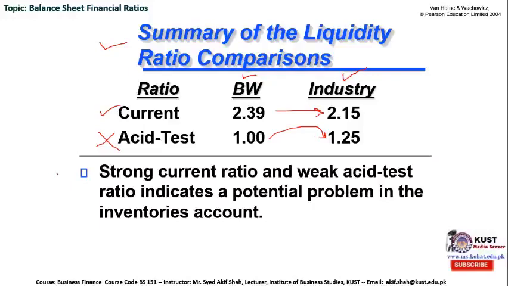So the final inference is that a stronger current ratio and a weak asset test ratio indicate a potential problem in the inventory accounts of Basket Wonder. And this analysis helps Basket Wonder's internal management and top management to focus on the inventories and then improve the inventory account as per the industry benchmark.